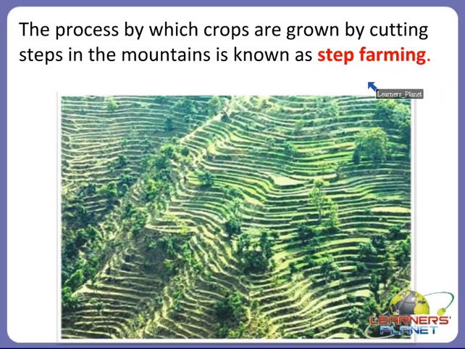There is also another method known as step farming. So what is actually step farming, children? Let's see. The process by which crops are grown by cutting steps in the mountains is known as step farming, right? What happens actually in this? Yes, step farming is cutting steps in the mountains, because this process will help different crops to grow, right? We can grow different crops in the different steps, right?